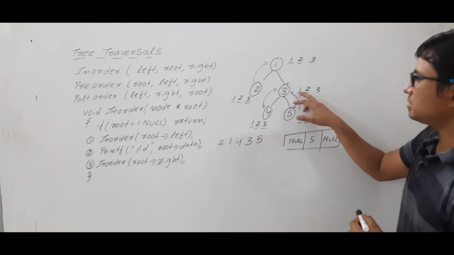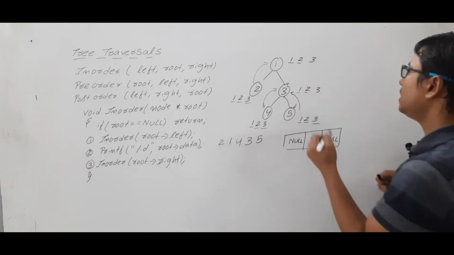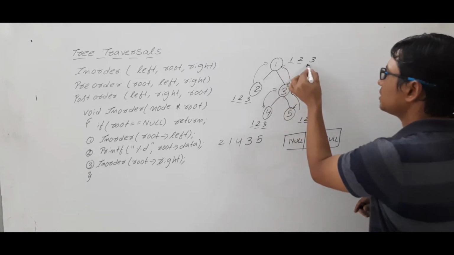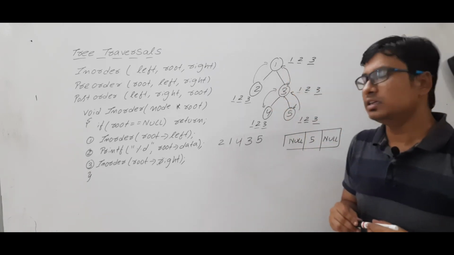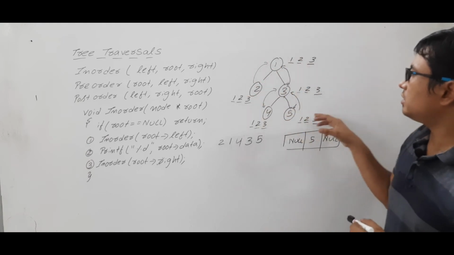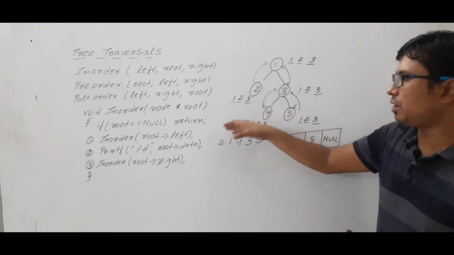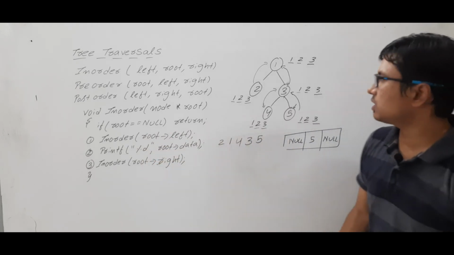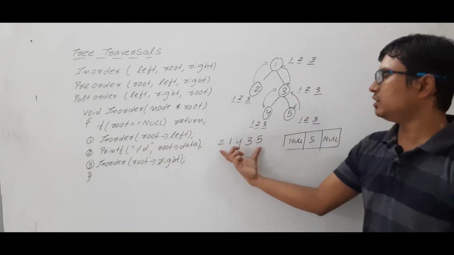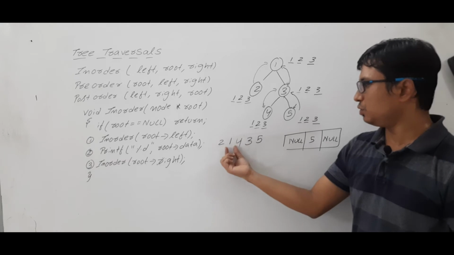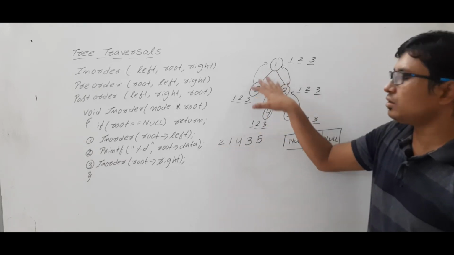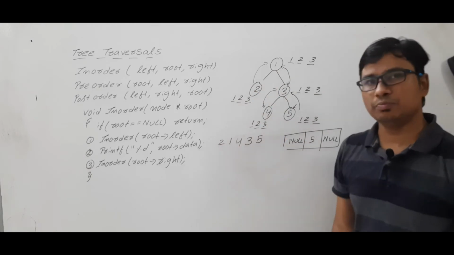Now you have executed step 1, step 2, and you have executed the step 3. Here also you are returned. So you have completed the step 3. So all the elements at each node you have completed the step 1, step 2, step 3 using recursive calls, and finally you got the value as 2, 1, 4, 3, 5. So this is the in order traversal for this binary tree.